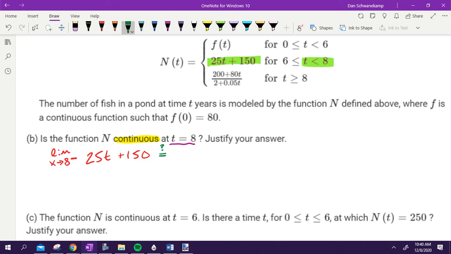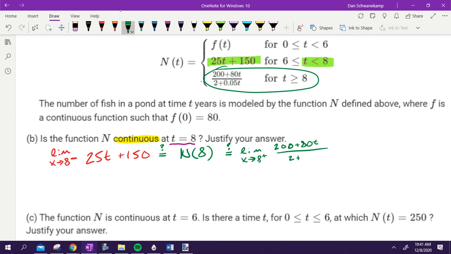Well, what's the middle going to be? Which equation am I using to do the middle? This one, right? I want to be equal to 8. So if I want to be equal to 8, I'm using this equation right here. So I'm trying to see, is that equal to n of 8, which is that equation? And I want to know, is that equal to which equation from there? The third one. The limit as x approaches 8 from the right. Oh, what numbers are bigger than 8? Oh, it's this equation right here. 200 plus 80t all over 2 plus 0.05t.